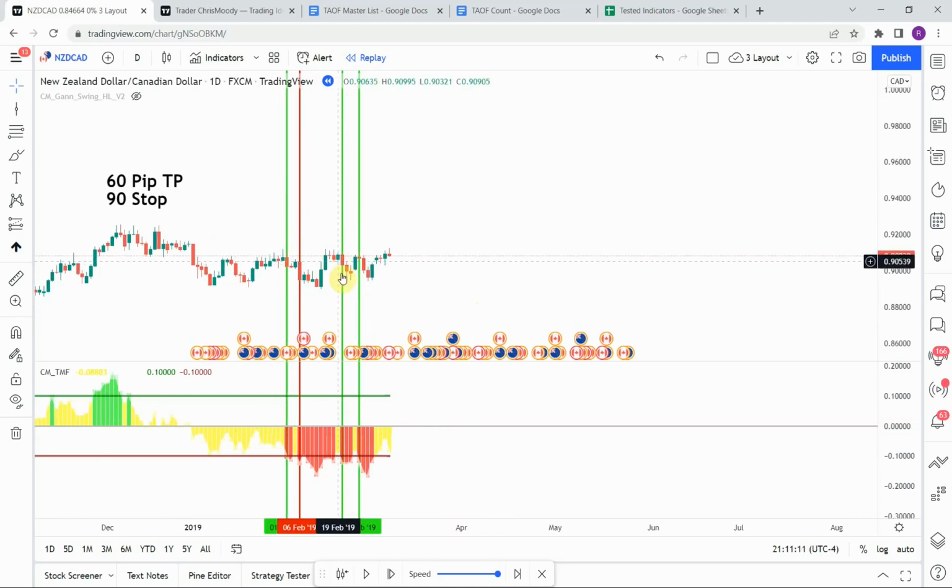Then we get a short right here, a little push to the downside, enough to get us to our take profit. And then we pick up another short signal right here, another push to the downside, very similar to this one, enough to get us down here to our take profit once again.